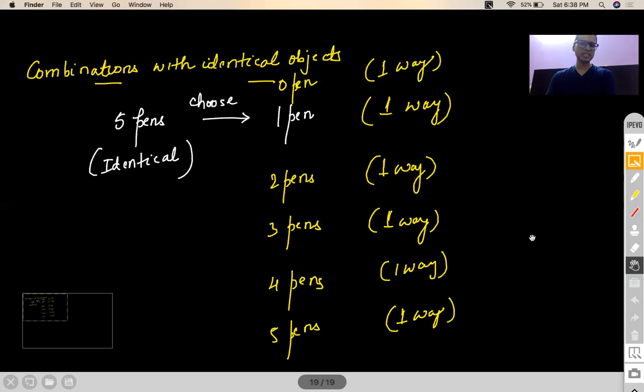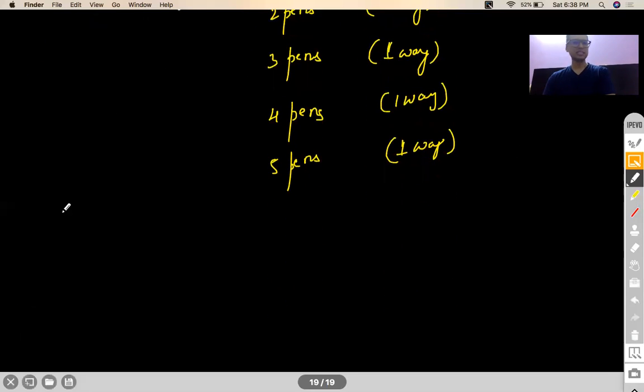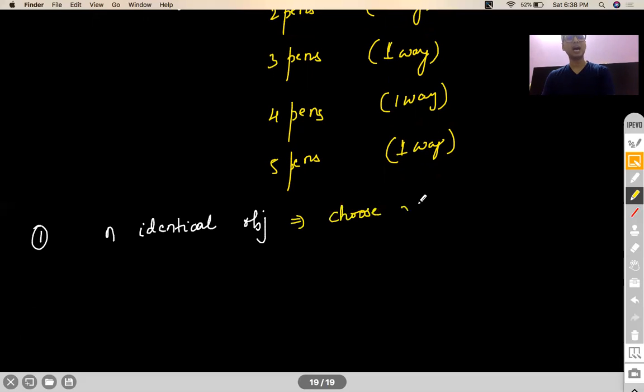So what I want to say here is, number one, if you have n identical objects, then the number of ways to choose any r objects from them is always 1. That's it.